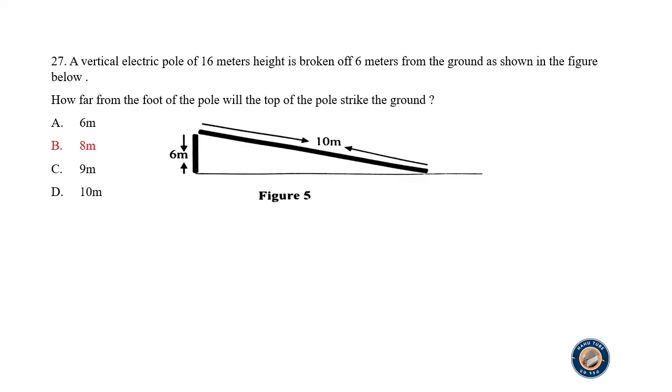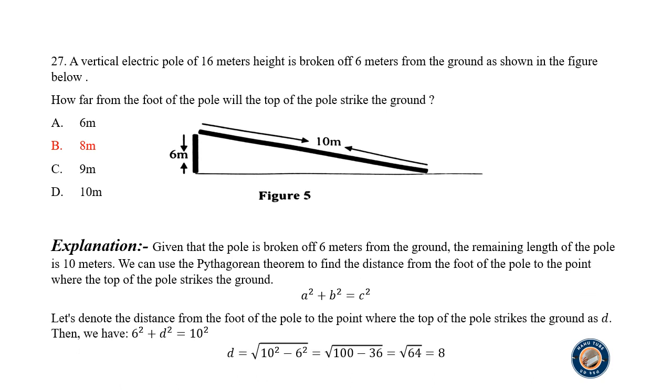The answer will be 8 meter. Given that the pole is broken off 6 meters from the ground, the remaining length of the pole is 10 meters. We can use the Pythagorean theorem to find the distance from the foot of the pole to the point the top of the pole strikes the ground. A square plus B square is equal to C square.